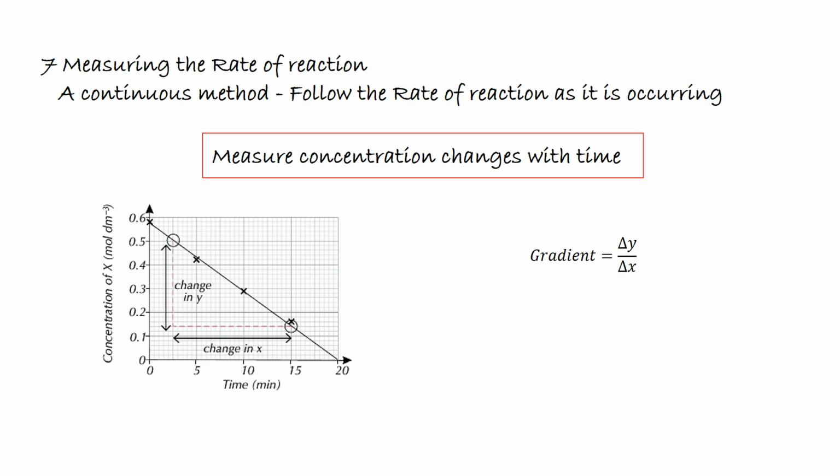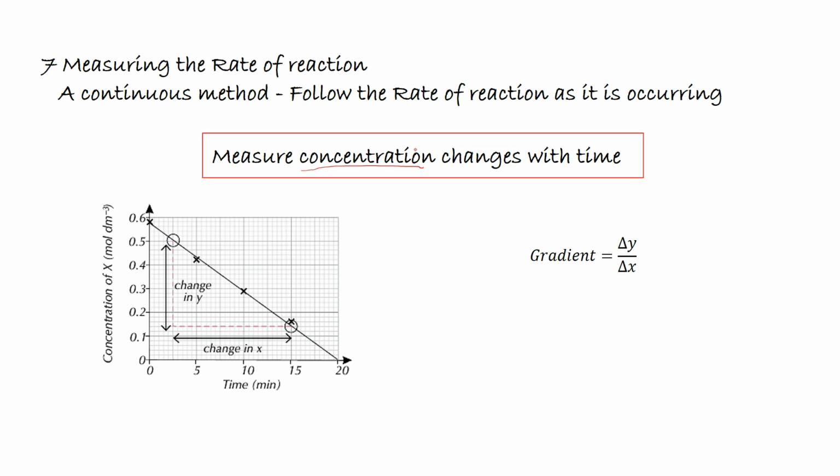So measuring the rates of reaction, we're basically going to follow the rate of reaction as it's occurring, and what we're going to have to do is whatever data we collect, we've somehow got to convert that measurement into a concentration so that we can measure it as a function of time.